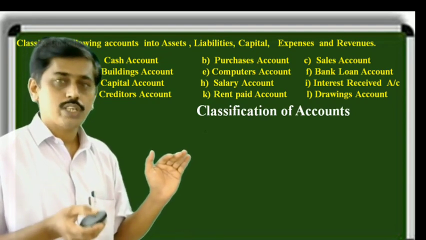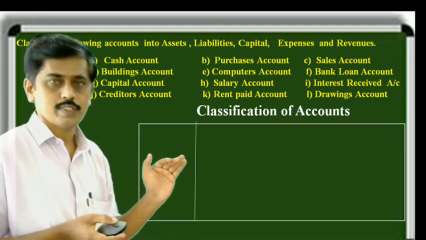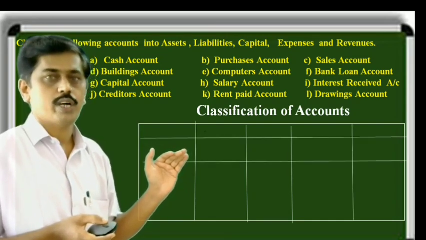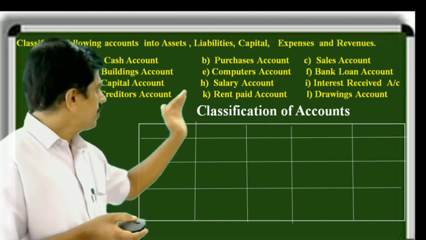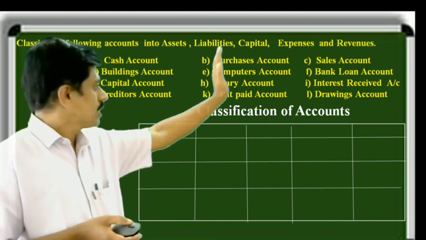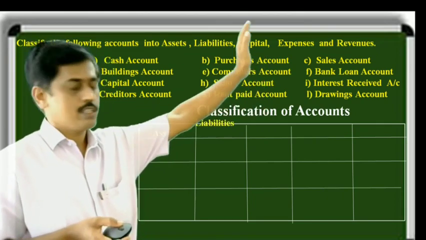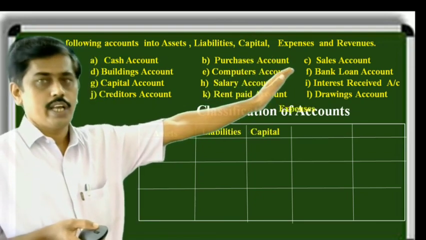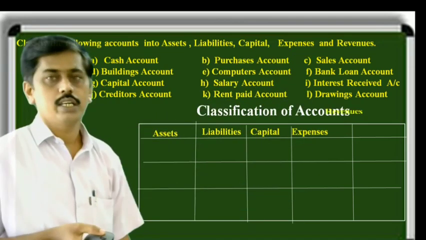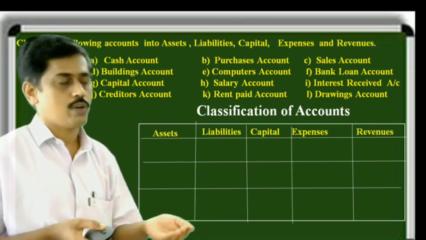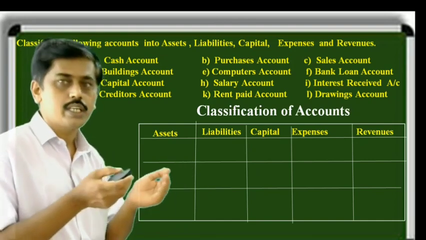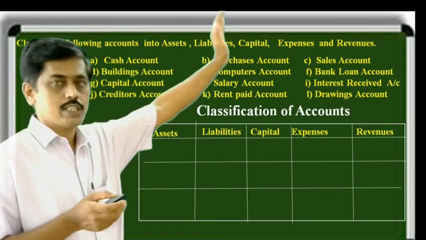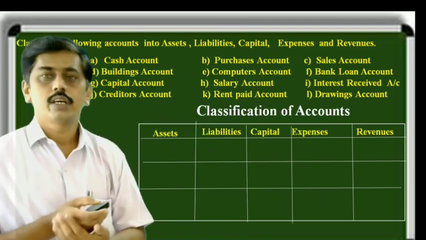Okay, so first draw the columns. How many types of accounts under modern system? 5 types of accounts. So first, assets accounts, then liabilities accounts, then capital accounts, then expenses or losses, then incomes, revenues or gains, or even they are also called incomes account. Okay, 5 categories: assets, liabilities, capital, expenses and revenues.